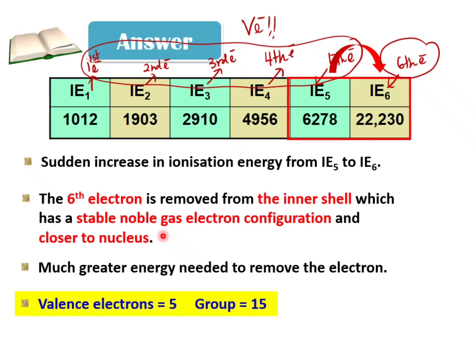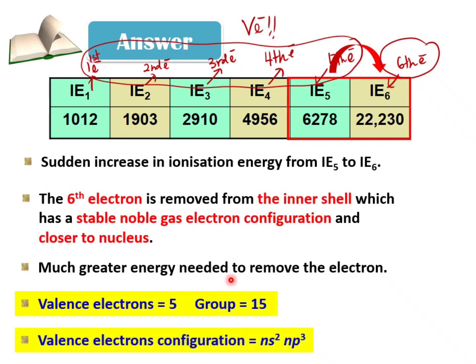Okay. So valence electron adalah 5 tadi, and then group 15. Bukan group 5 ya, sebab group 5 in transition element. So this successive ionization energy only for main group element. So if you have 5 valence electron, so you akan dapat group 15.